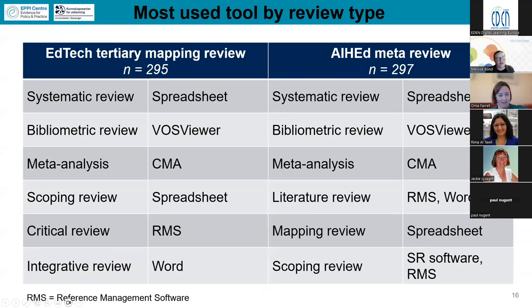In terms of the most used tools by review type, as I said, spreadsheets were the most used tool across both, and perhaps that's not really very surprising, and some people are still also using Word. But with the rise of more bibliographic approaches to this kind of research, we are seeing the introduction of more tools like VOSviewer.